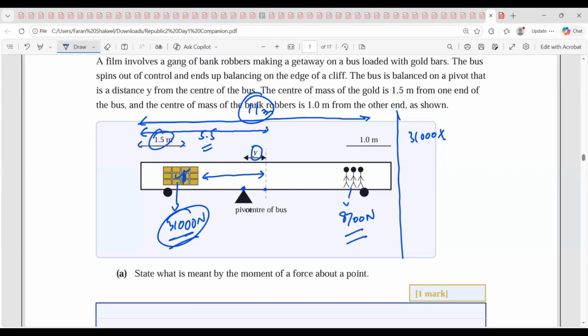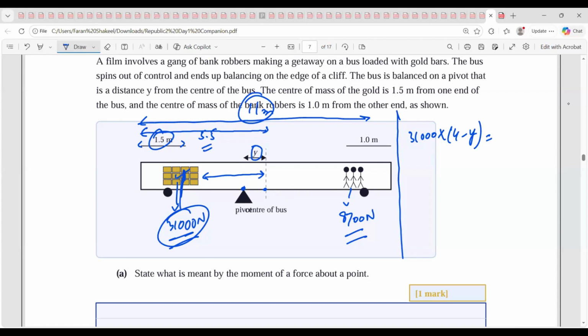And we're talking about the moments at this point. So you take that away from that as well. So 5.5 take away 1.5, take away y. Got that? Yeah. So that's going to be 4 minus y. Everybody got to know how I calculated the moment. Yes. Okay. And that should be equal to the moment due to the weight of the bus, right?